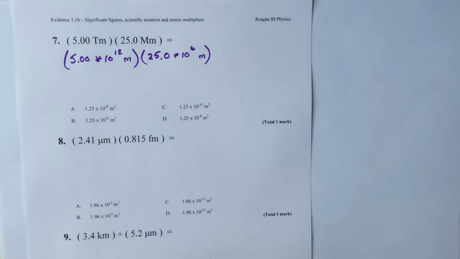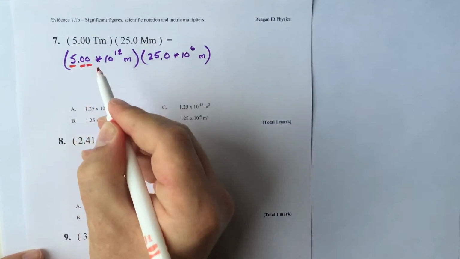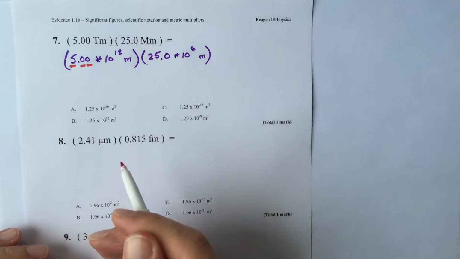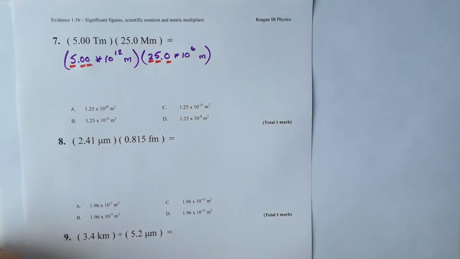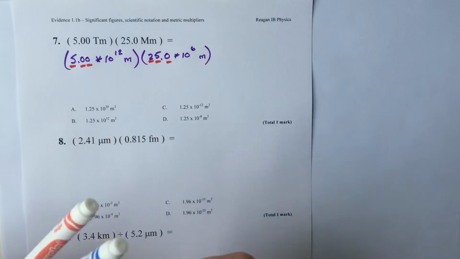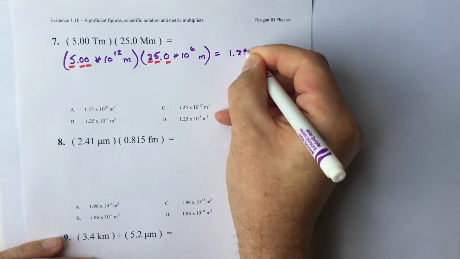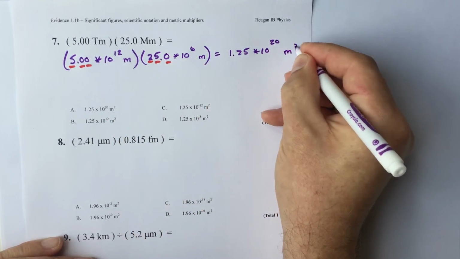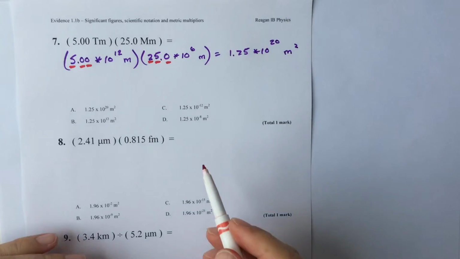And both of these numbers have 3 sig figs, right? 5.00, those are both significant. It's much different than saying just 5 to say 5.00, right? You're being more specific than that. And 25.0, 3 sig figs. We're going to multiply those two and represent our answer with 3 significant figures. If you put this into your calculator correctly, you should have 1.25 times 10 to the 20th. So your calculator might say something like 1.25 times 10 to the 20th. And the units are going to be meters times meters, meters squared.